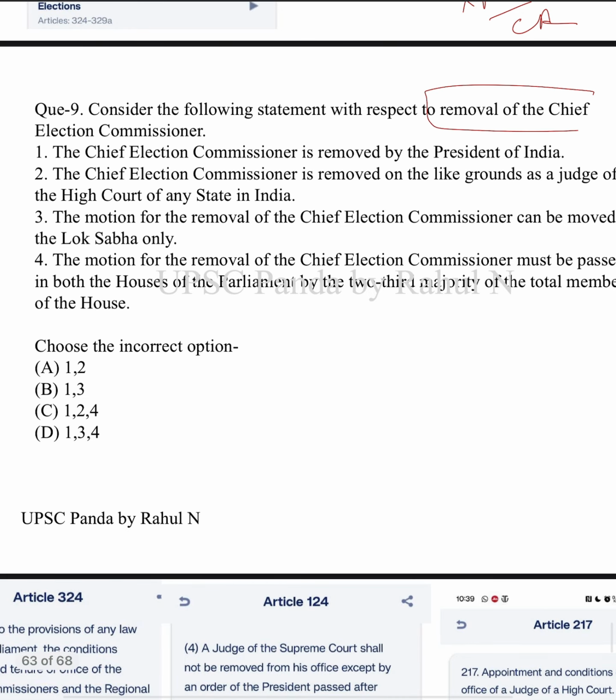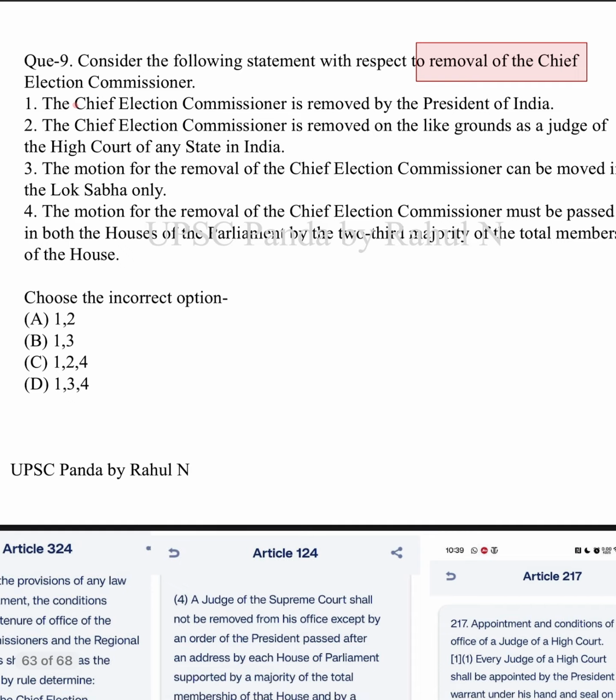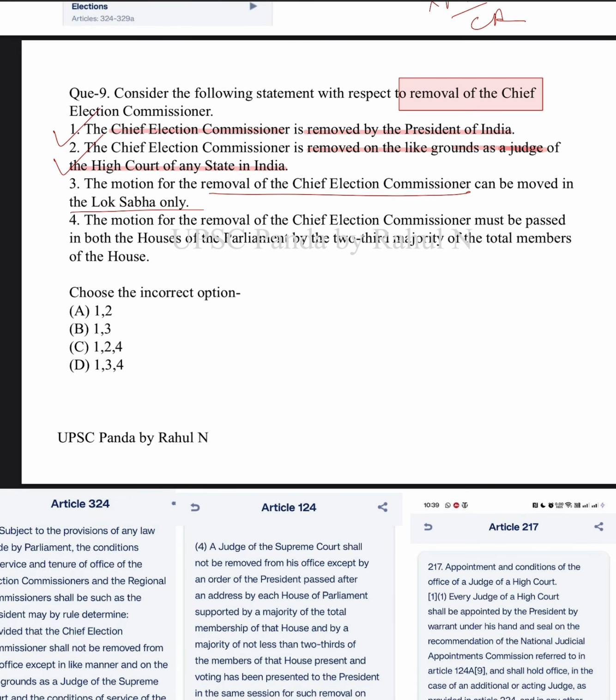अभी रिमूवल ऑफ द चीफ इलेक्शन कमिश्नर की बात हुई है कि कैसे रिमूव करना है, चल रहा है उसका. ठीक है, तो देखते हैं क्या होता है इसमें. सो चीफ इलेक्शन कमिश्नर रिमूव्ड बाय द प्रेसिडेंट ऑफ इंडिया. यस. और रिमूव्ड लाइक ग्राउंड्स ऑफ अ जज ऑफ हाई कोर्ट ऑफ एनी स्टेट इन इंडिया. यस, करेक्ट. और रिमूवल can be moved in Lok Sabha only? No, can be moved in either house of the parliament.